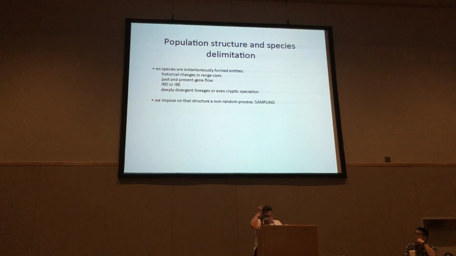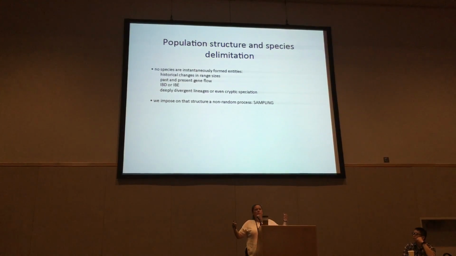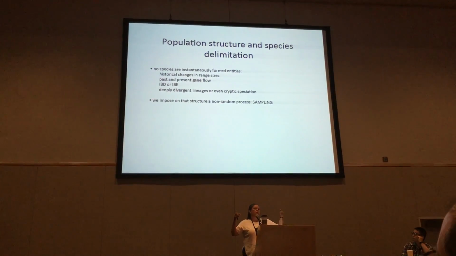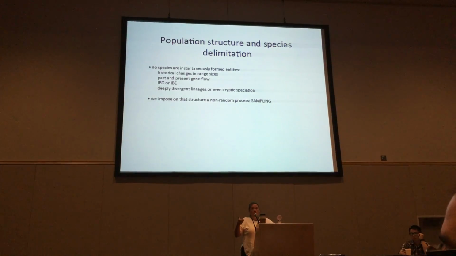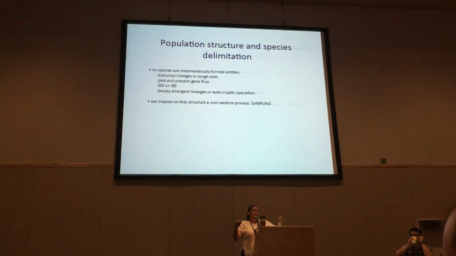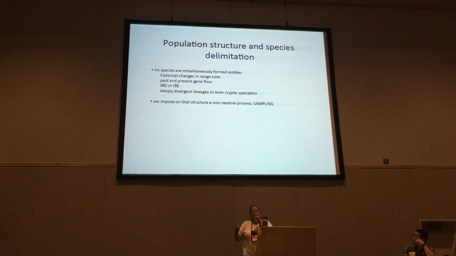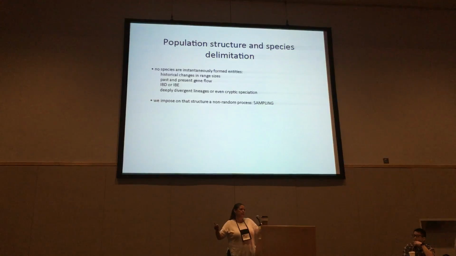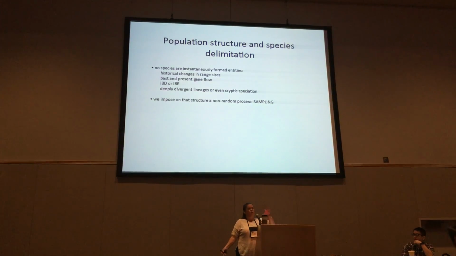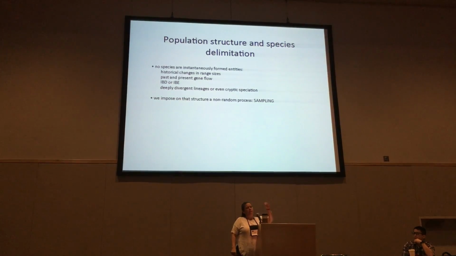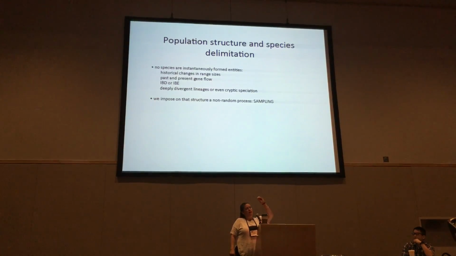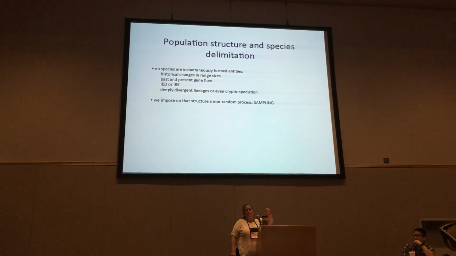So if we think about delimitation as a process in which we're actually trying to incorporate that history in our efforts to delimit species, and then we think about how we go about doing that, we have a second problem. And that is, on top of this variable history that exists among species, we impose yet one more non-random process, and that is how we sample in trying to delimit species, how we sample populations in the field.